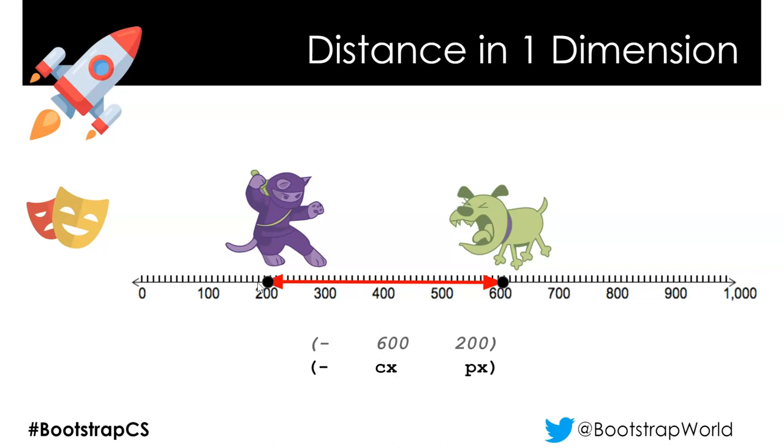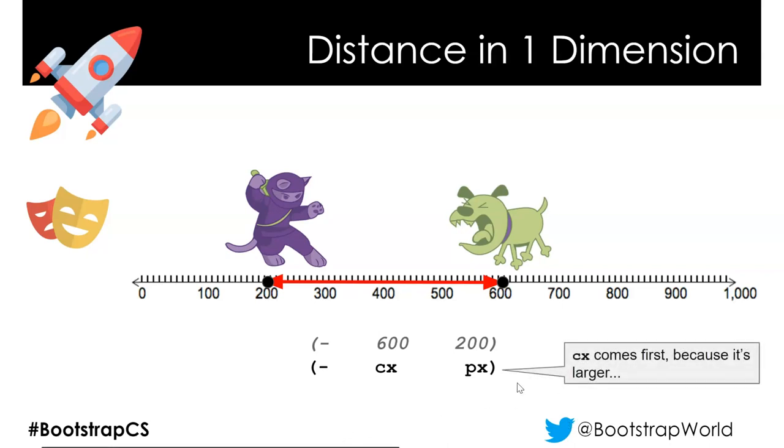They've named one of them CX, so how far it is from this origin X. Another one of them, PX, which could be player and character, right? The character is at 600 and the player is at 200. If we want a positive distance, then the bigger one has to come first, right?